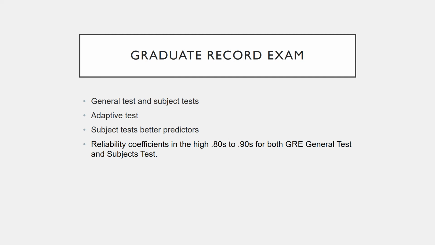other disciplines. So those subject tests, which are more specific to the field that you're in, are obviously going to be much better predictors of how you'll do in coursework that's related to that field in your first year of graduate school. But overall, again, partially because of the introduction of that adaptive test piece, the reliability is actually pretty good for both the GRE general test and subject tests in terms of outcomes.